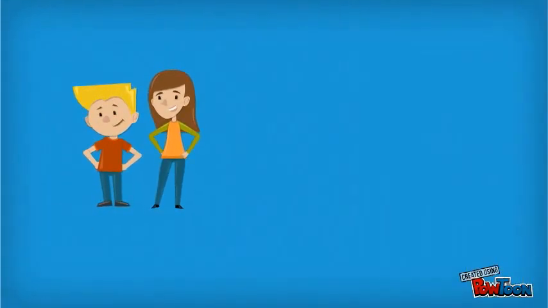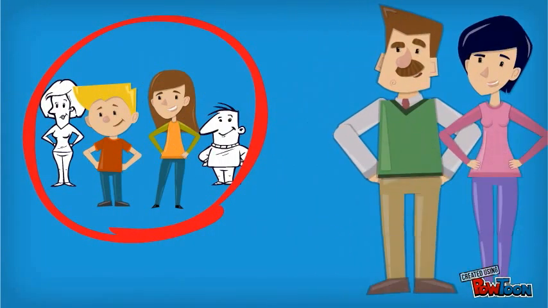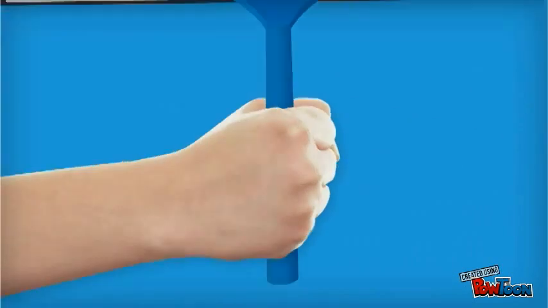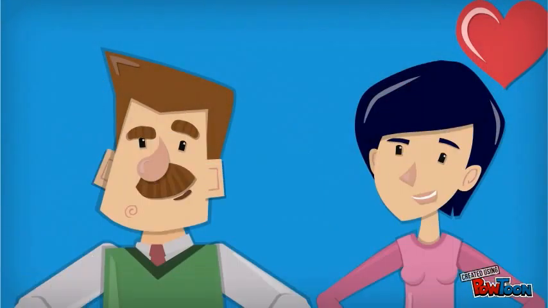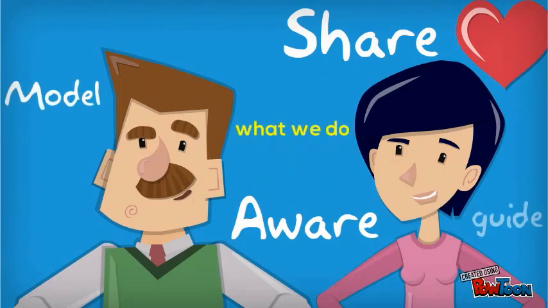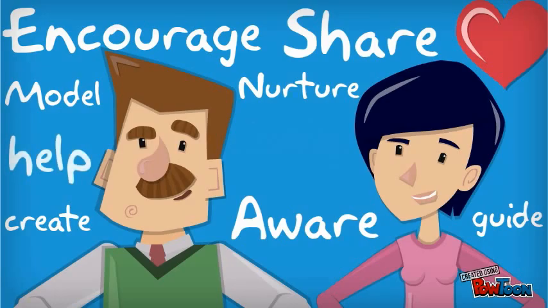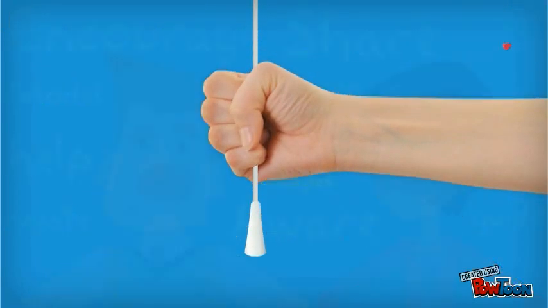The kids who most need our help are the ones who are the least like us. And the best way to help them is to take off the tops of our heads, to become aware and share what we are doing as teachers. We need to explicitly model what we do, guide and nurture them to do the same things, and then create situations that will encourage and help them to purposefully use these strategies.